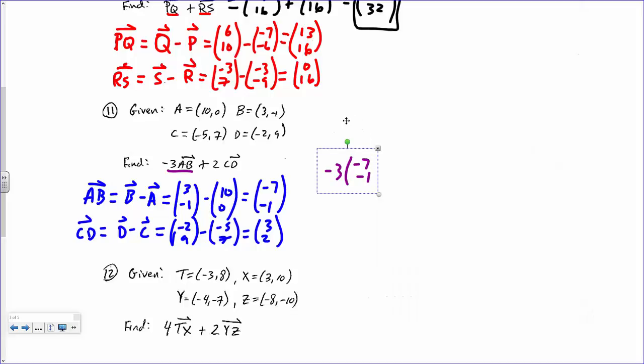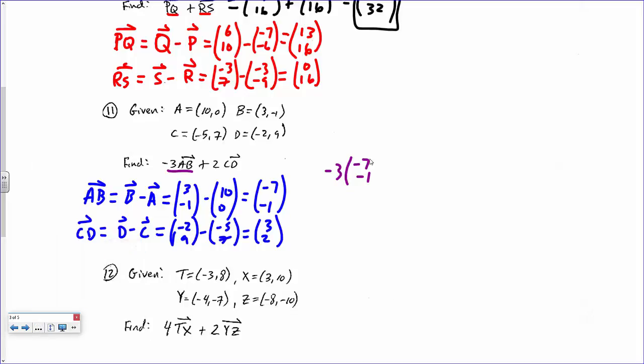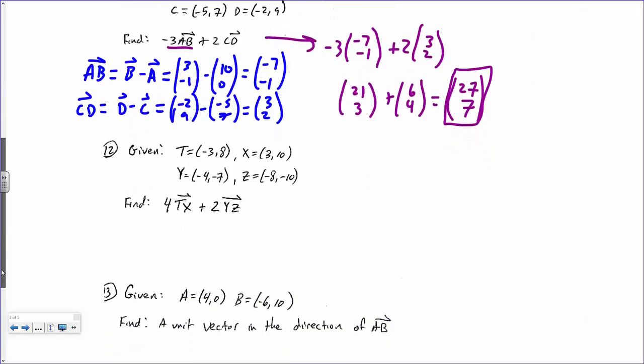Oops, there's my pen here. Let's get this pen back, if I can. Yeah, good. And then plus 2 times CD, which is 3, 2. So I'll distribute into these, so this will give me 21 and 3 plus 6 and 4. So 21 plus 6 is 27, 3 plus 4 is 7, and this will be your answer. Okay, that's what this is right here. All right, so that's your answer for number 11. So let's go ahead and do number 12.